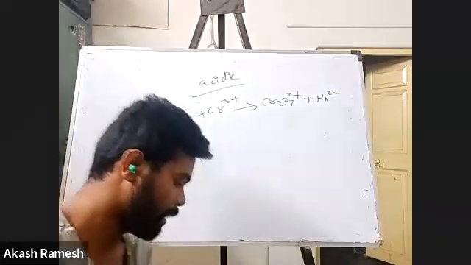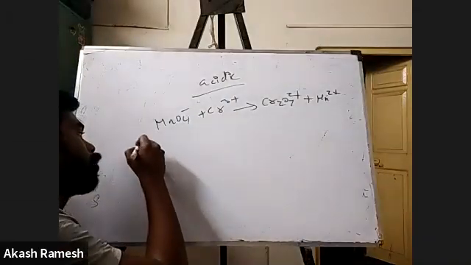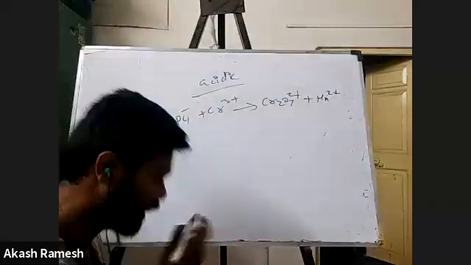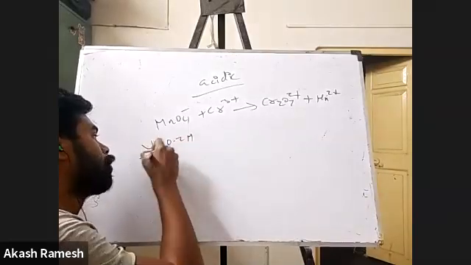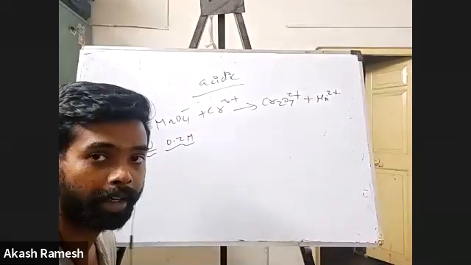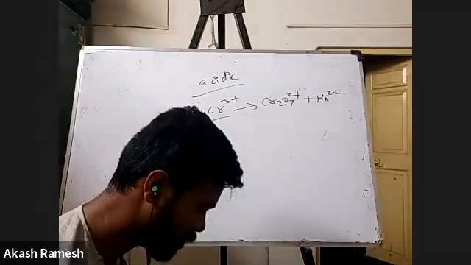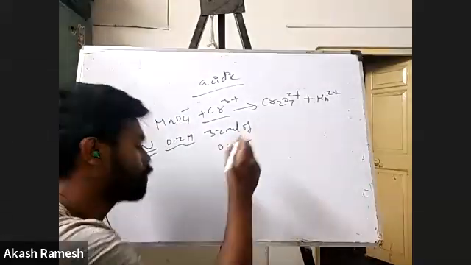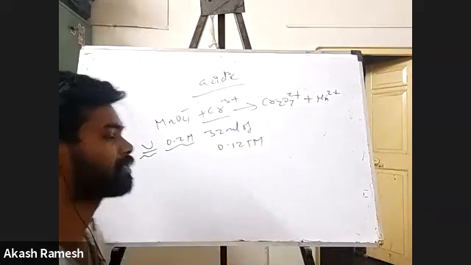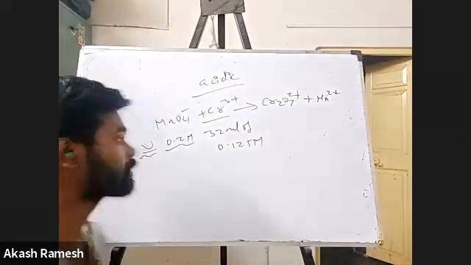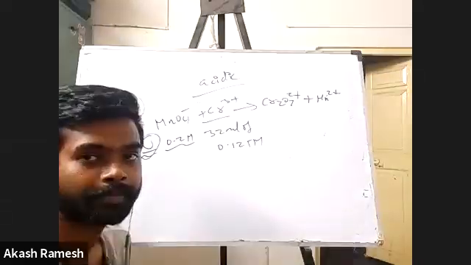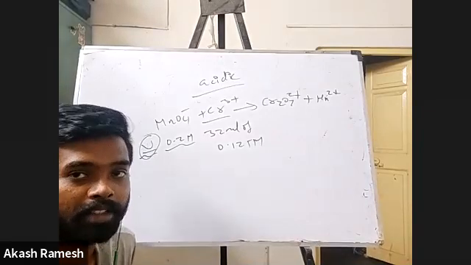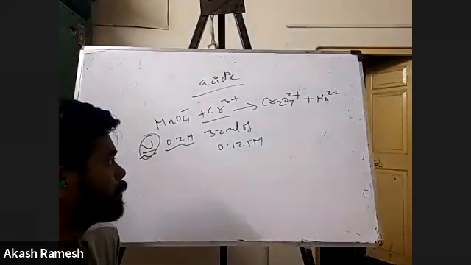The data they have given is some volume of 0.2 M MnO4 minus reacts with 32 mL of 0.125 M Cr3 plus. Now what they're asking is, what is this V? What is the volume required for MnO4 minus is what they're asking. Okay, fine. So let me help you here.